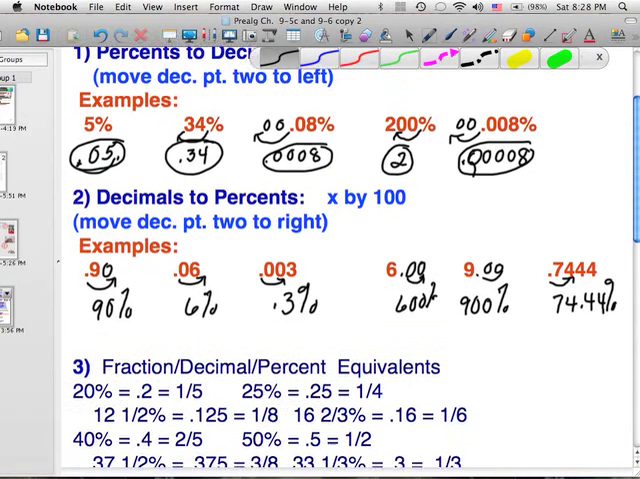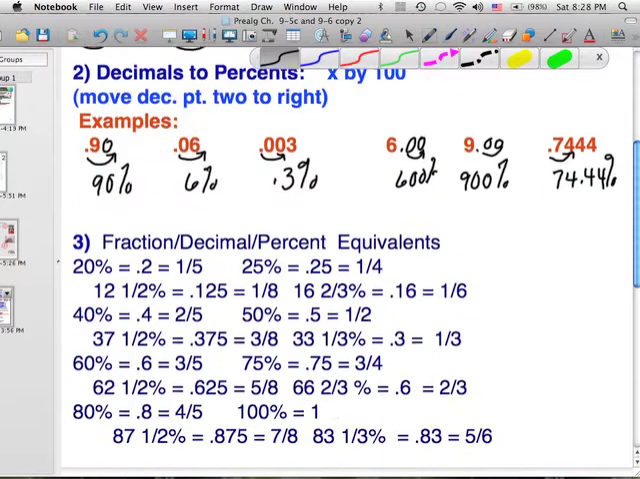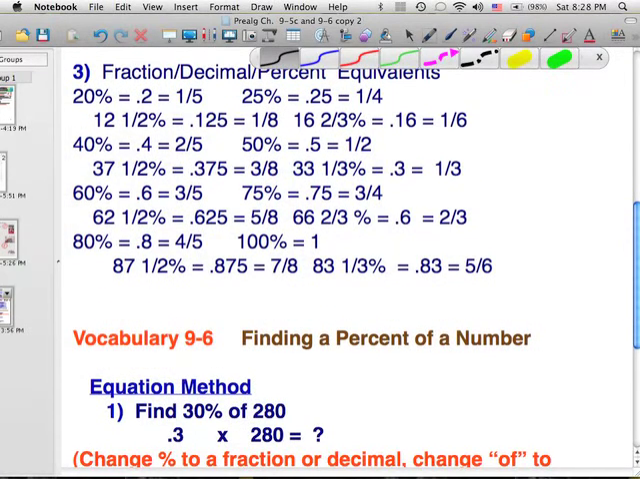If you've memorized the fraction decimal equivalents, they correspond to percents too. So if you take a look at this, if I have 20%, that's 0.2, which you memorize as 1/5. 25% is 0.25, which is 1/4. 12.5% is 0.125, which is 1/8. 16 2/3% is 0.16 repeating, or 1/6. 40% is 0.4 or 2/5.